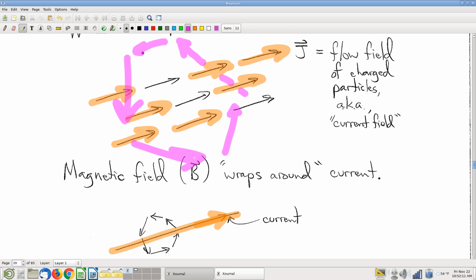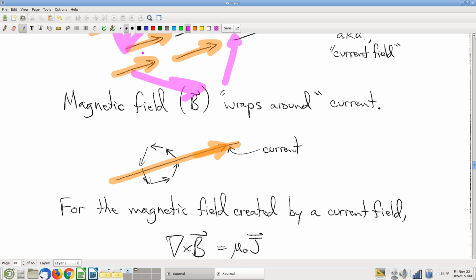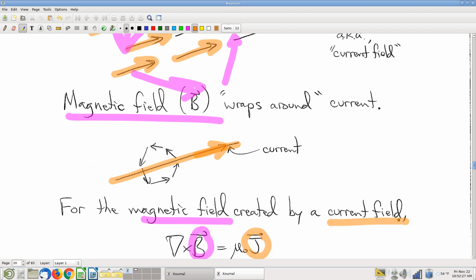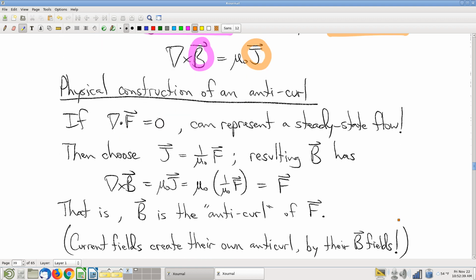And that totally holds here. The curl of the magnetic field, we use B for the magnetic field, is proportional to the current field. Neat fact. Again, this is just how the physical universe is put together. What this means is that the physical universe constructs the anti-curl for us out of current fields. Again, the physical universe manufactures the anti. It was divergence when we were talking about gravity, but it's anti-curl as we're talking about electric fields.